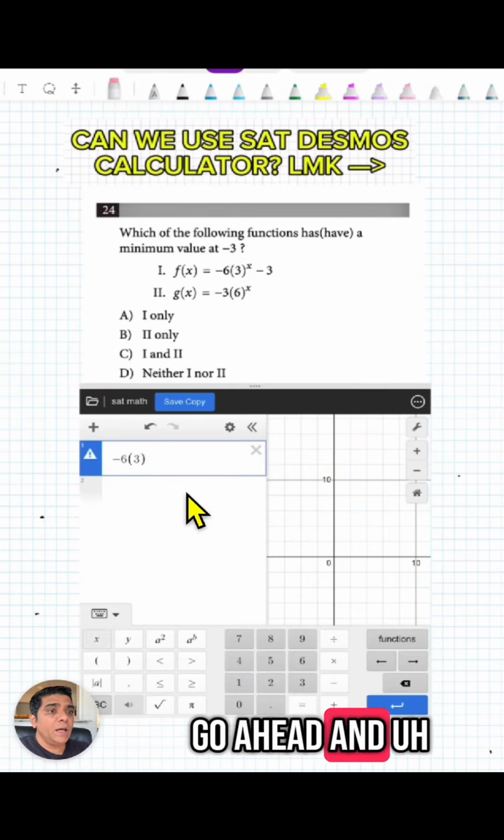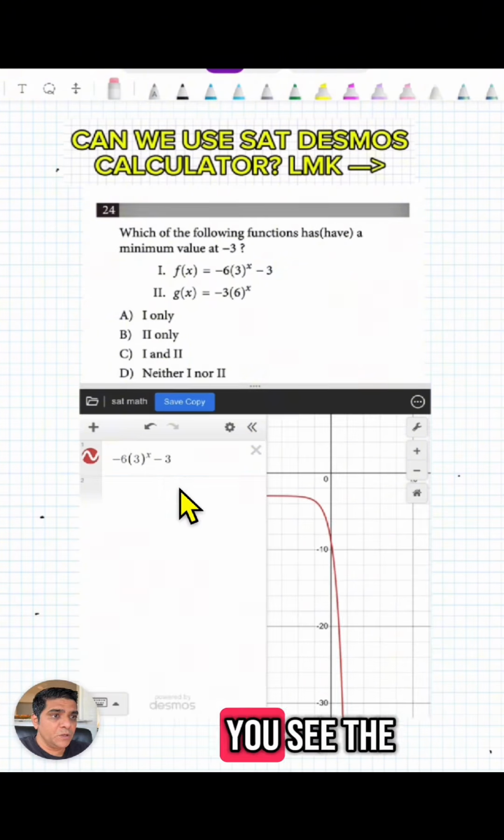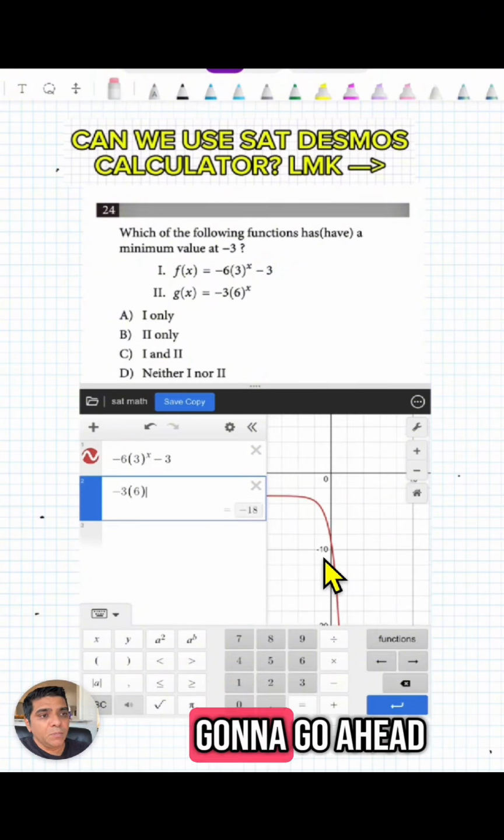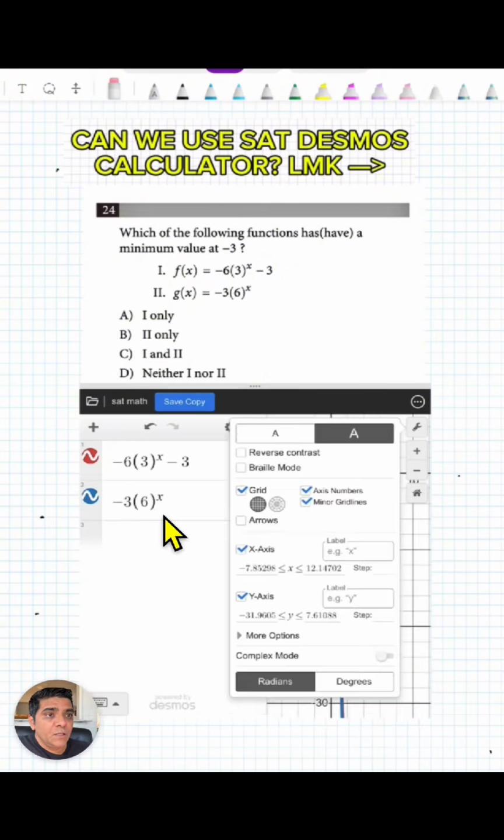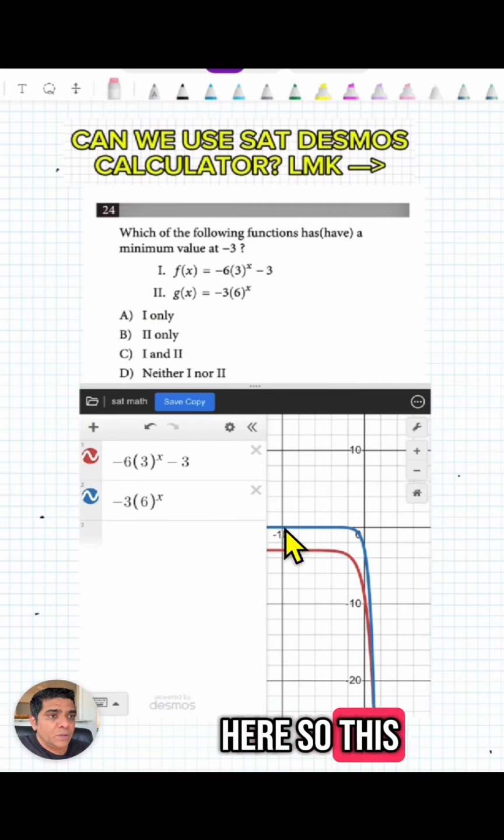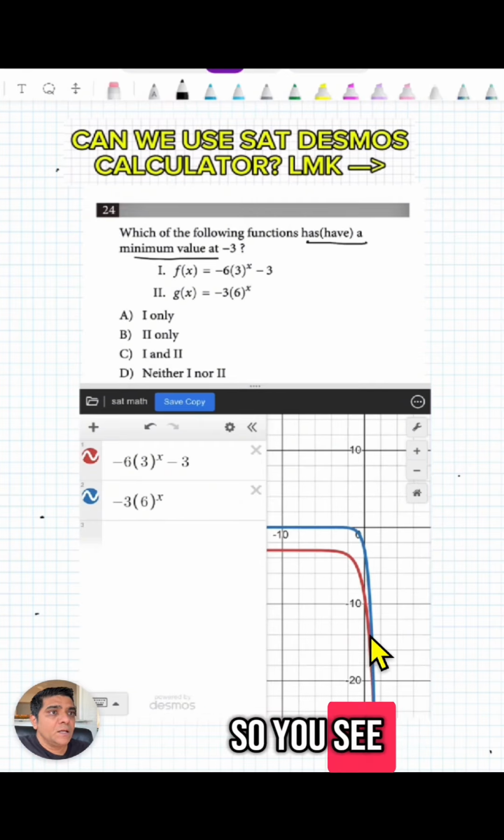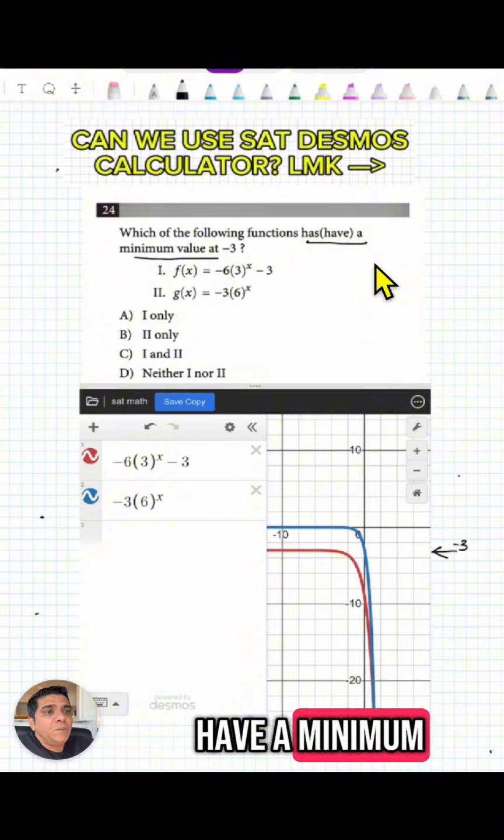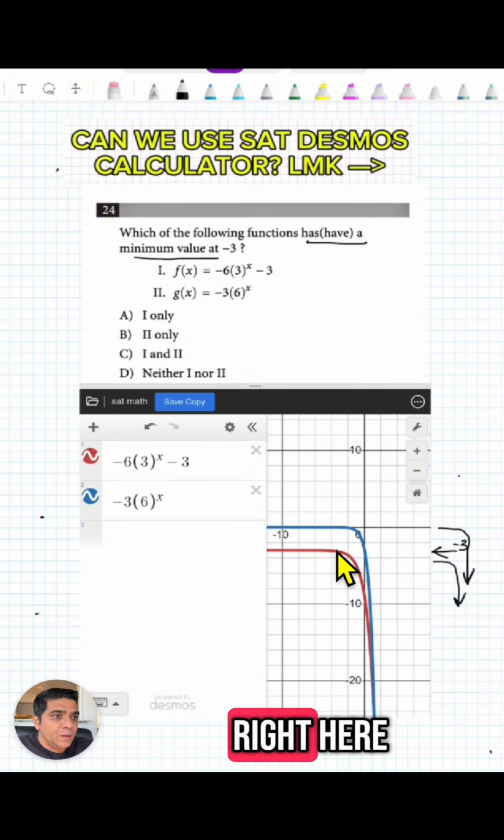I'm going to go ahead and put in my first function. You see the first function is right here. And then I'm going to input my second function, which is right here. So this one right here is my second function. You see, the question is to have a minimum value. So -3 is right here.